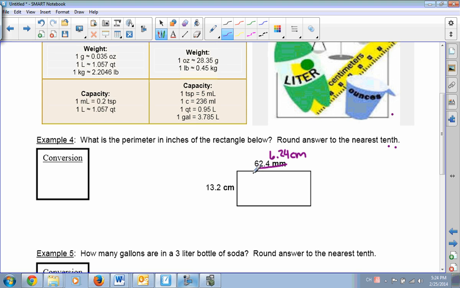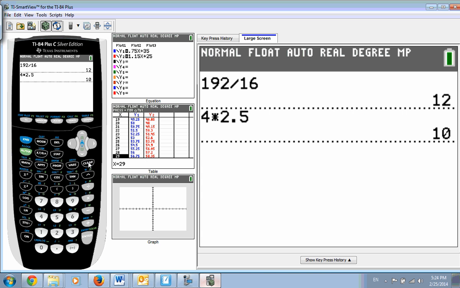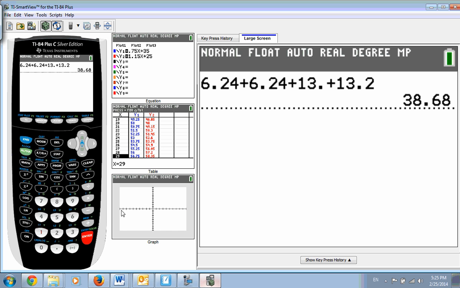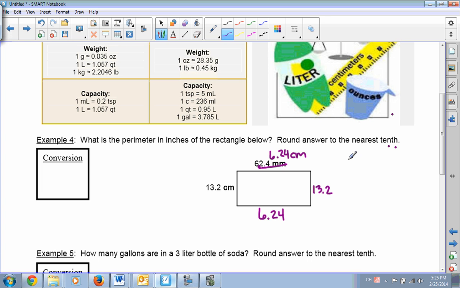So from here, then we're going to go ahead and find the perimeter. So we're going to add up all the sides. So we have 6.24 plus 6.24 plus 13.2 plus 13.2. We're going to put that in our calculator. 6.24 plus 6.24 plus 13.2 plus 13.2, and our perimeter is 38.68. 38.68, okay?